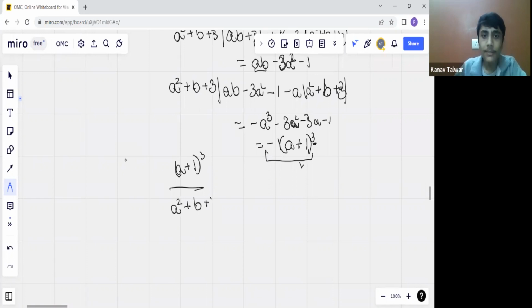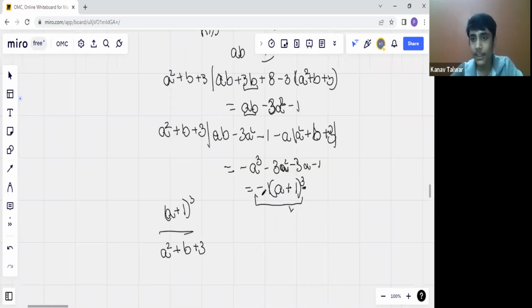So originally from the fraction, we first subtracted 3 and then we subtracted a, and then we multiplied by minus 1. So this is equal to a plus 3 minus a n.